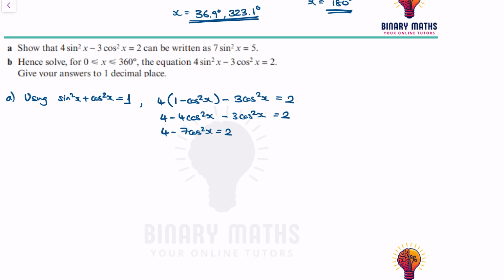If we take the 7 cos squared x to the other side, oh, we did the wrong thing.